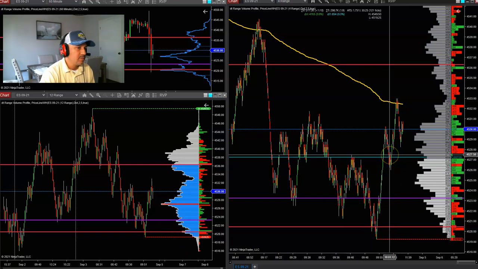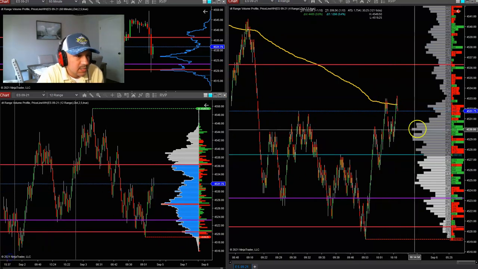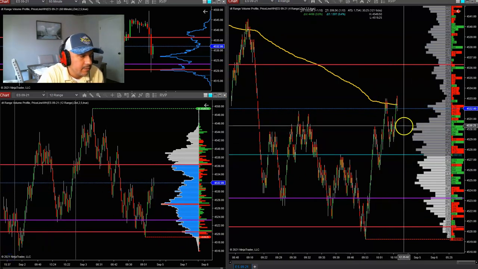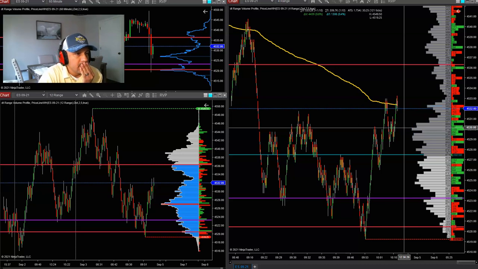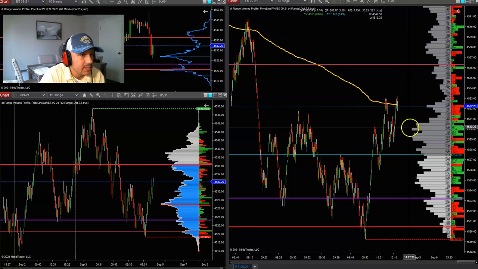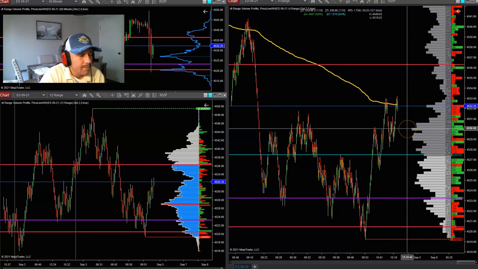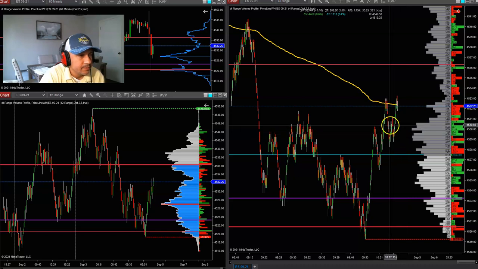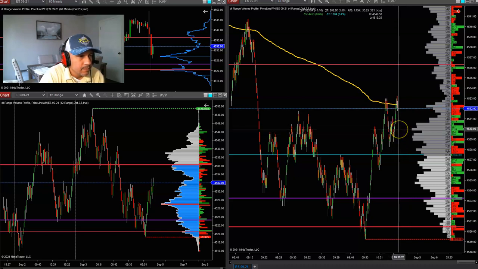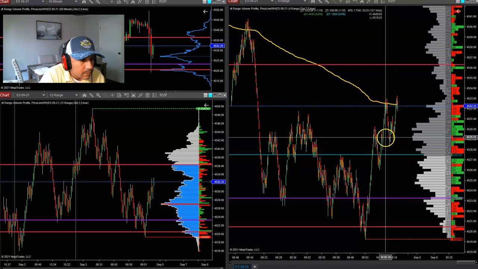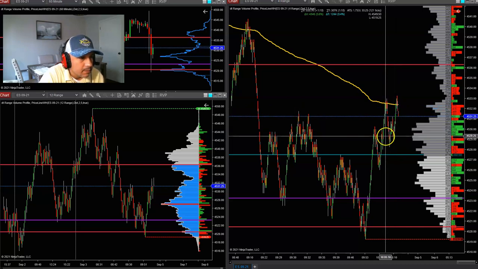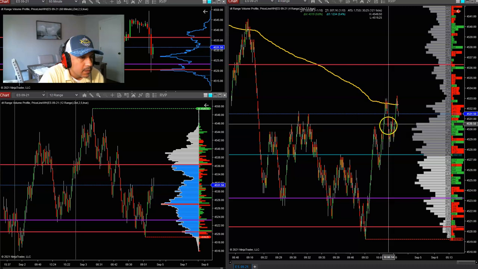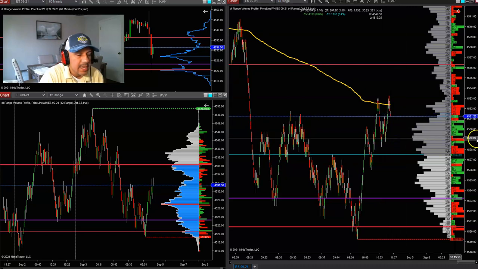The market's not doing too much. Let's see if price comes to this area right here. Just looking. May take a quick little scalp. Price could pull back down to this area right here. I'm not sure if it will though. Let's see what happens.